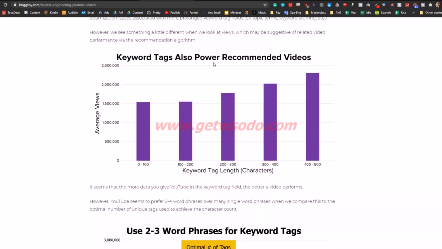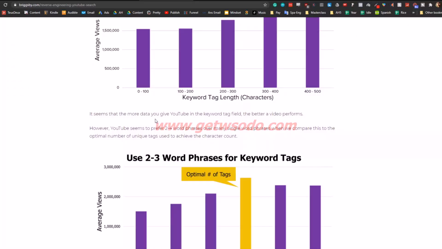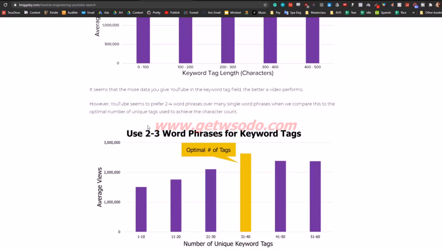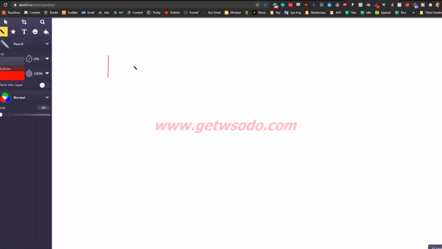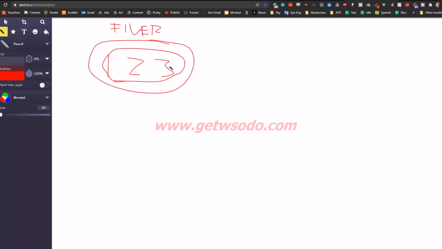So keyword tags also power recommended videos. So this is something that you should really strive for, and it is to have two or three phrases for keyword tags. What this means is consistency of tags. So let's say you have a YouTube video, and that YouTube video has this tag, that tag, and this tag. Let's say this is about Fiverr.com. So I make all these videos about Fiverr, and I have all these three tags in the Fiverr videos all the time. So I have these three keywords in a Fiverr video.